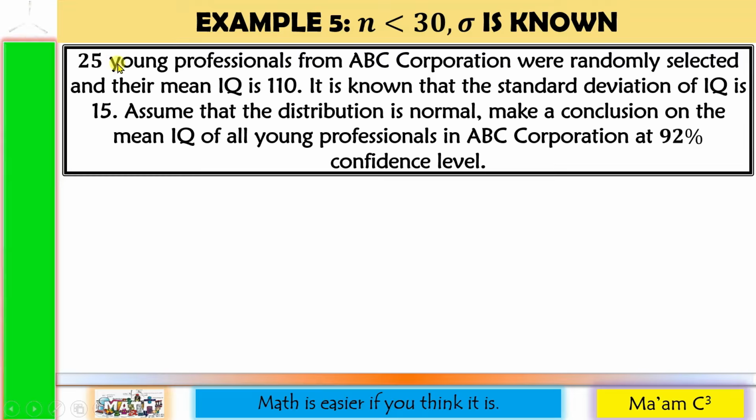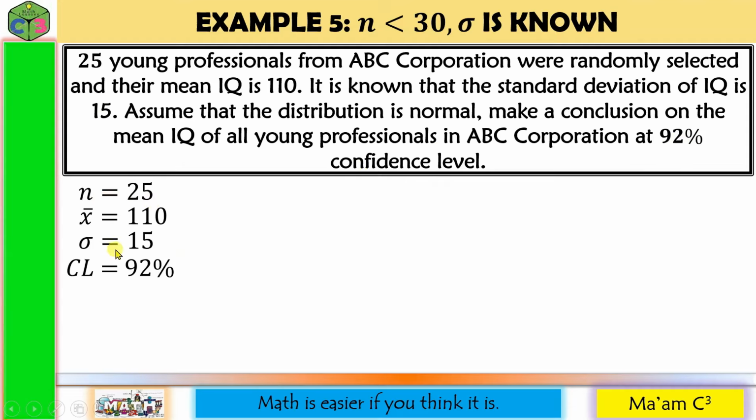We have here 25 young professionals, so our n is equal to 25. And their mean IQ is 110, so x bar is 110. It is known that the standard deviation of IQ is 15. So this 15 here is the population standard deviation. So sigma is equal to 15. And 92% confidence level. This is an example of sample size less than 30, but the population standard deviation is known. In this case, we are going to use the z-table.